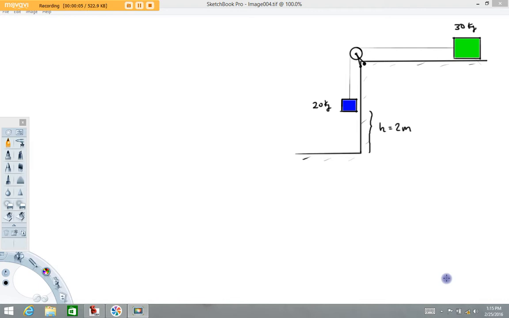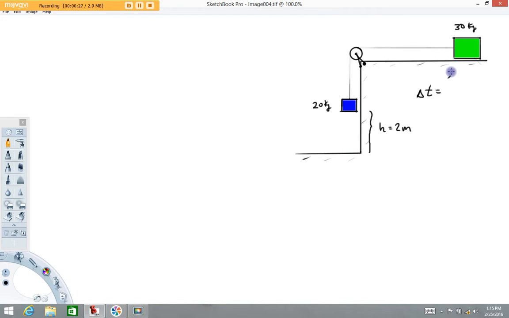The purpose of this video is to give an example of application of the work energy theorem. So in this problem we've got these two masses tied together, this 30 kilogram mass and this 20 kilogram mass, and they're connected by a rope which goes over this pulley. We're going to try to calculate the time required for this 20 kilogram mass to hit the floor here.